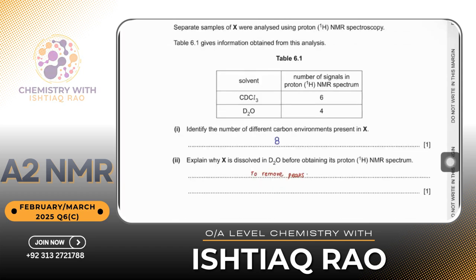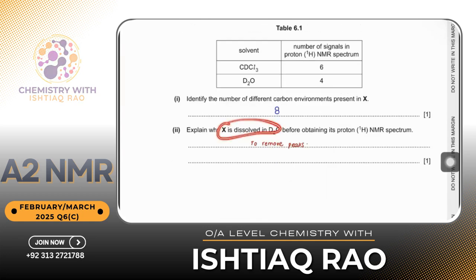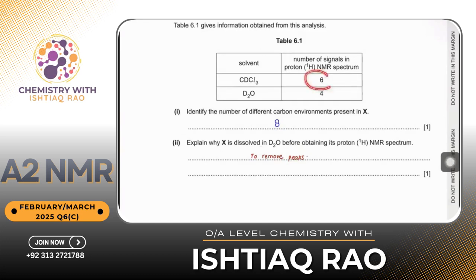Now they are saying why X is dissolved in D2O before obtaining its proton NMR spectrum. So I can say to remove the peaks. Before dissolving in D2O, the peaks were 6. After dissolving in D2O, the peaks are 4. 2 peaks have disappeared, right? So I said to remove the signals.